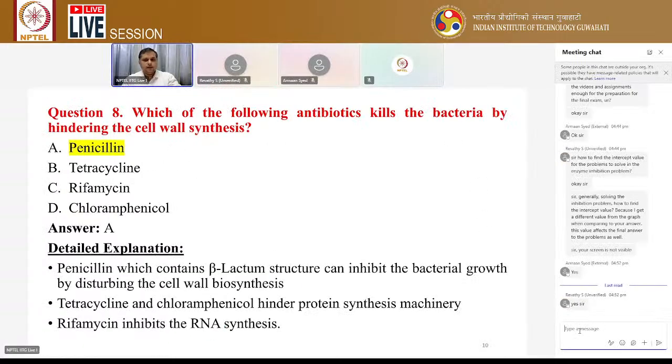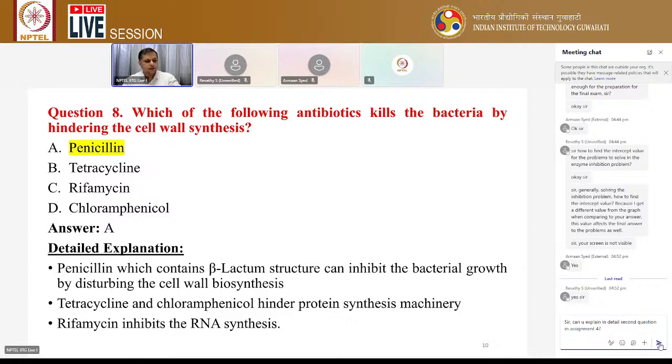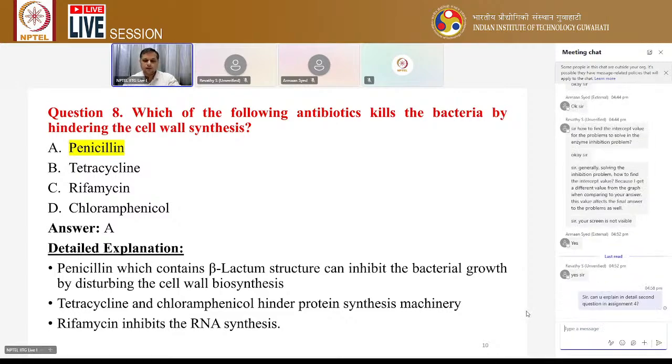Which of the following antibiotics kills the bacteria by hindering the cell wall? So there are different mechanisms.